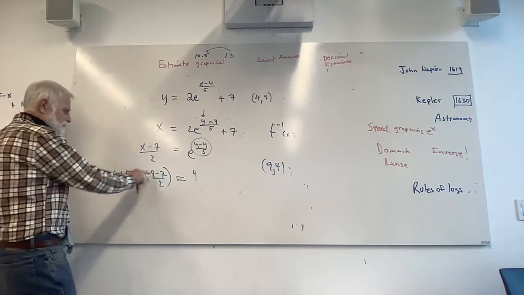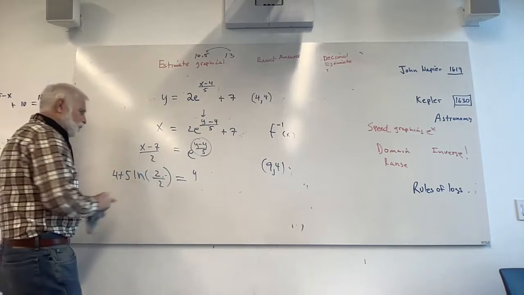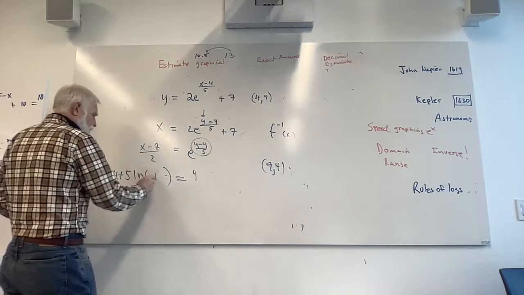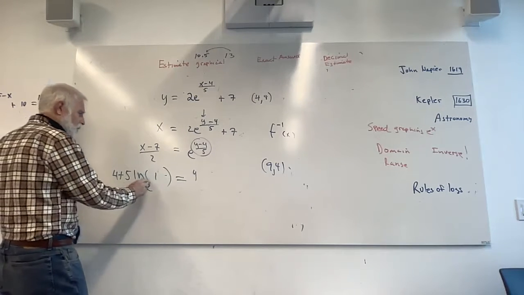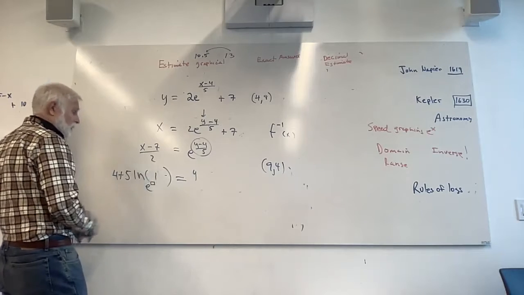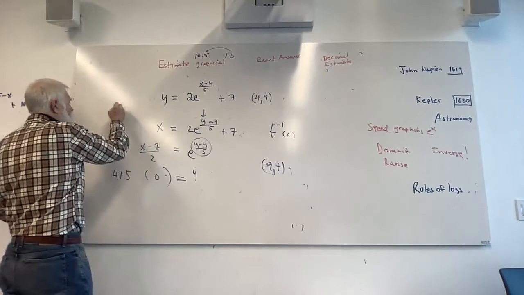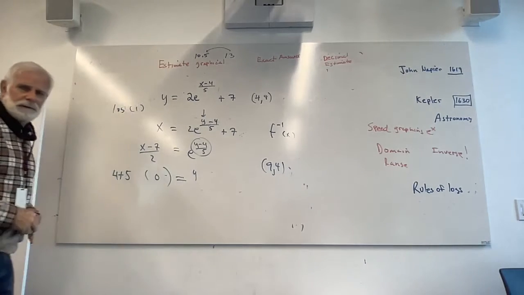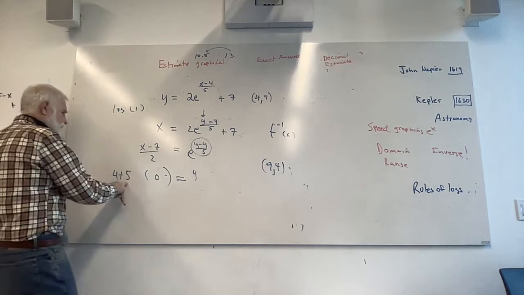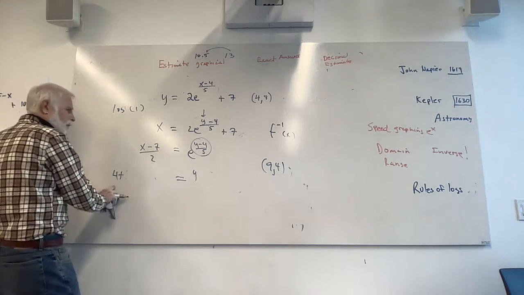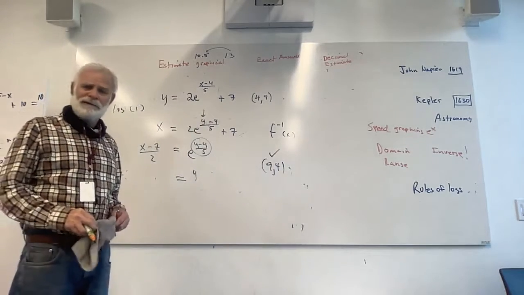9 minus 7 is 2. 2 divided by 2 is 1. We don't write the base, but it's base e. And the question is, e to the what gets you 1? That's a 0. Anytime you log 1, I don't care what the base is. Whatever the base is, what's the exponent on top of anything that gets you 1? 0. So 0 times 5 is 0, and I get 4. Oh, yay. Okay, it's not a formal check, but it's good enough for a test.